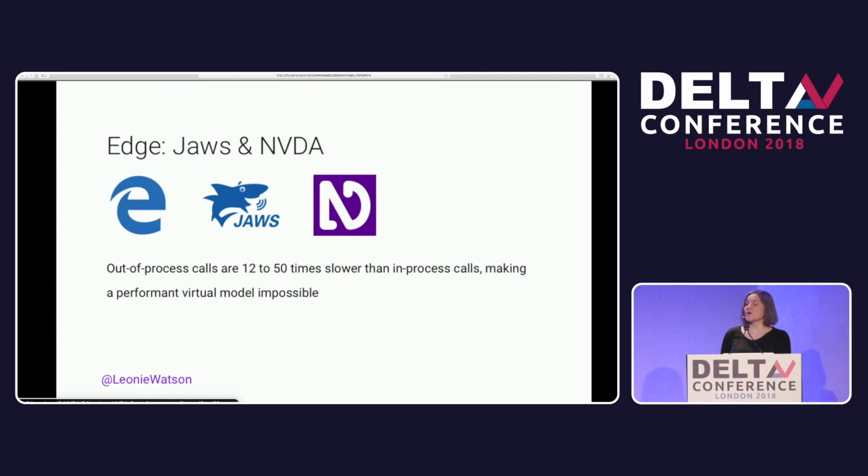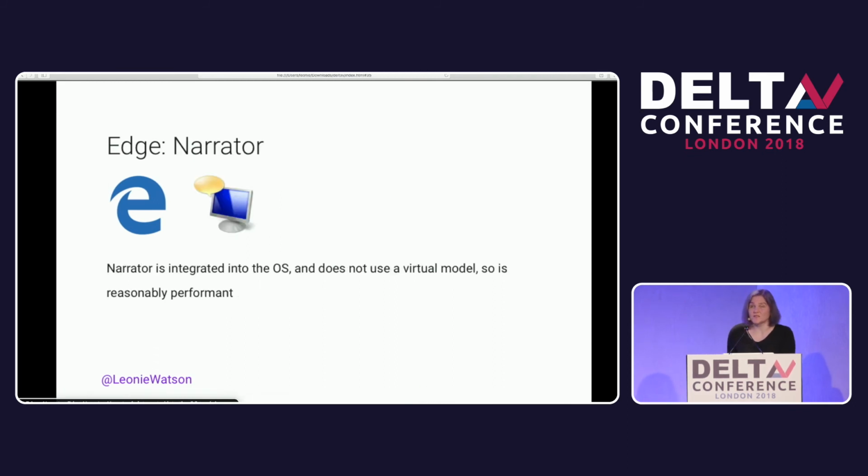So slowing down that whole process to let the screen reader grab all the information about the page out of the accessibility tree in order to create a virtual model would be pretty much impossible. We'd all be there till Christmas waiting for this to actually happen.